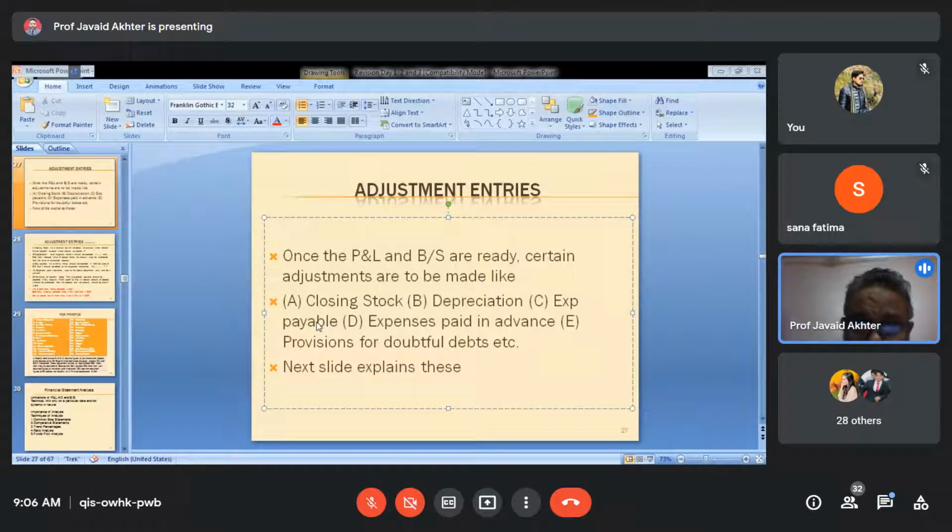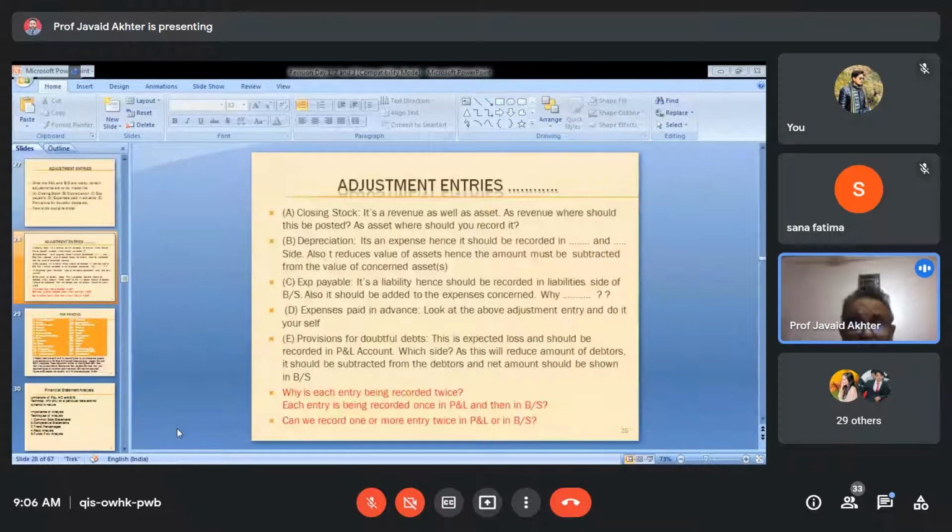What if there are expenses which are payable? How do you incorporate them? How do you include them in the profit and loss account? What if the expenses have been paid in advance? So there are several adjustments that we need to make, known as adjustment entries. In the next slide, I have picked them up one by one and explained how these adjustment entries are incorporated in profit and loss account and balance sheet. All right. So let me explain these. These are, of course, available on the screen, but still I'll explain to you.